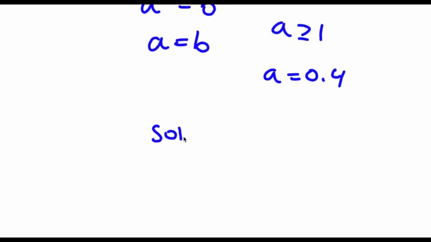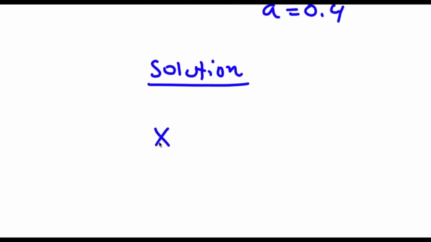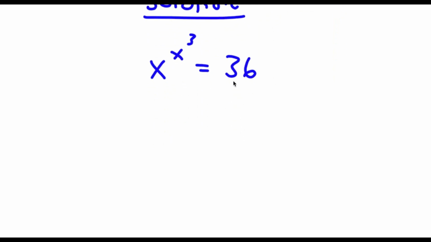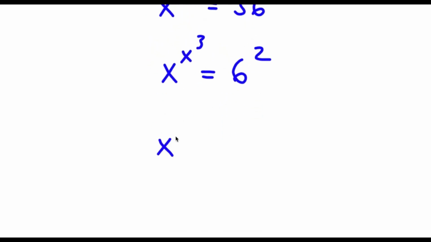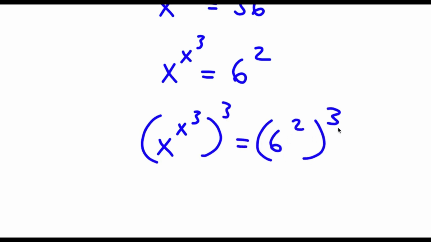So now, for my solution to this problem, I first start with x to the power of x to the power of 3 is equal to 36. Now 36 is the same thing as 6 to the power of 2. So now I have x to the power of x to the power of 3 is equal to 6 to the power of 2. Now I'm going to be taking the power of 3 on both sides. So now I have x to the power of x to the power of 3 to the power of 3 is equal to 6 to the power of 2 to the power of 3.